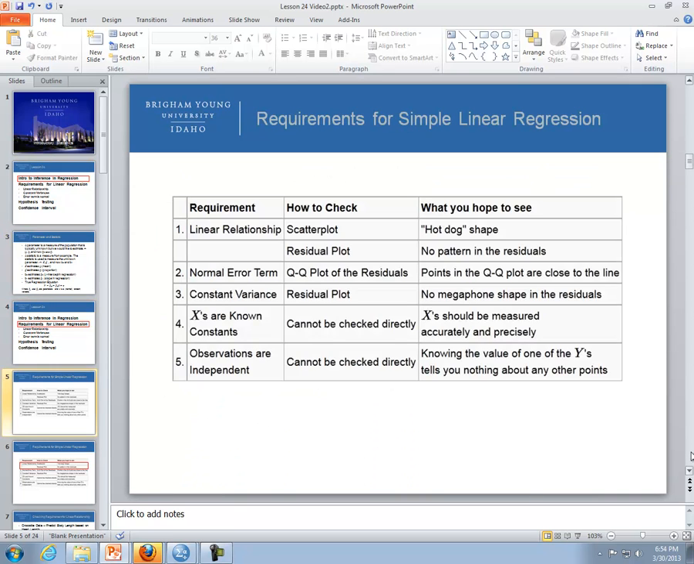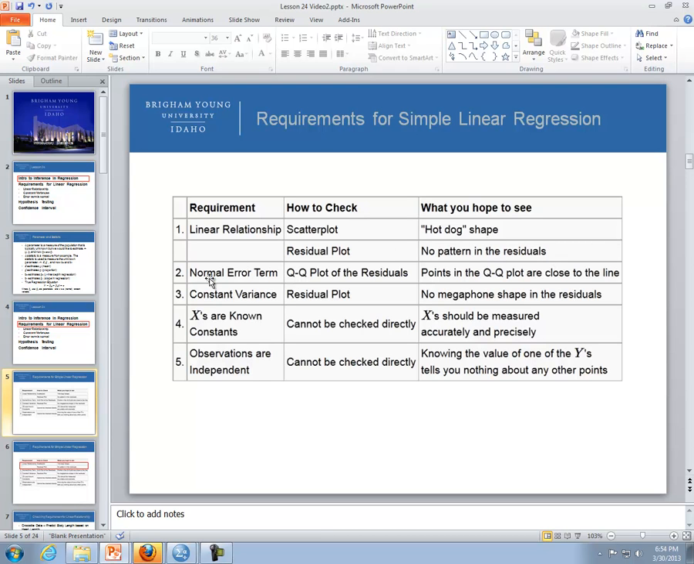So there's five requirements. First of all, there is the linear relationship, and so when we look to see if the requirement of linear relationship holds, we'll look at 2 plots, a scatter plot and a residual plot. With a scatter plot, we hope to see a hot dog shape, and with the residual plot, we hope to see no patterns in the residuals.